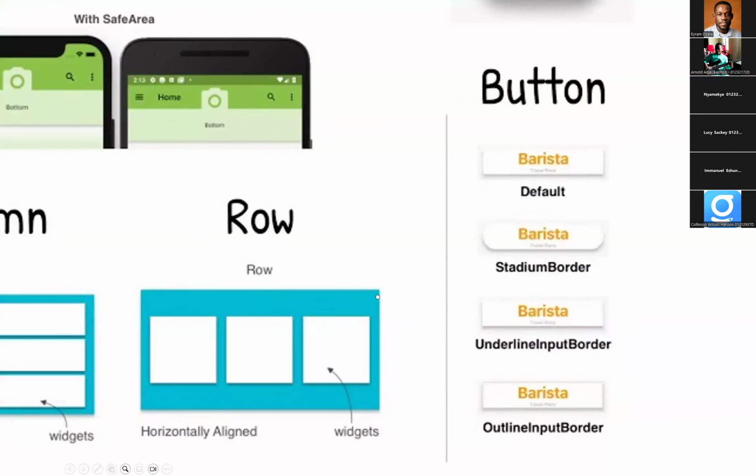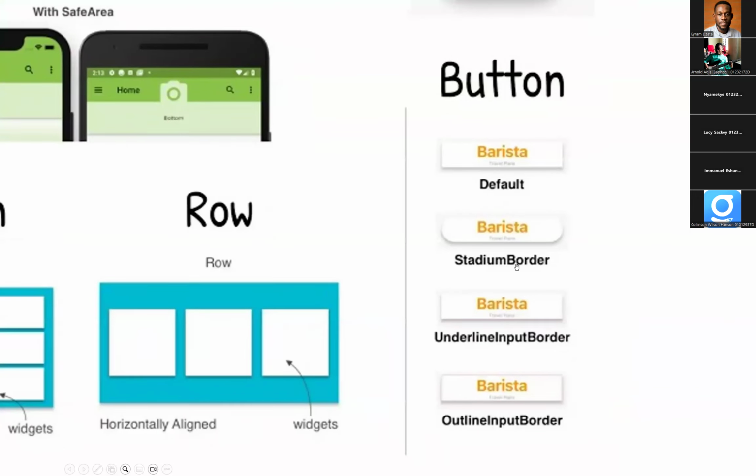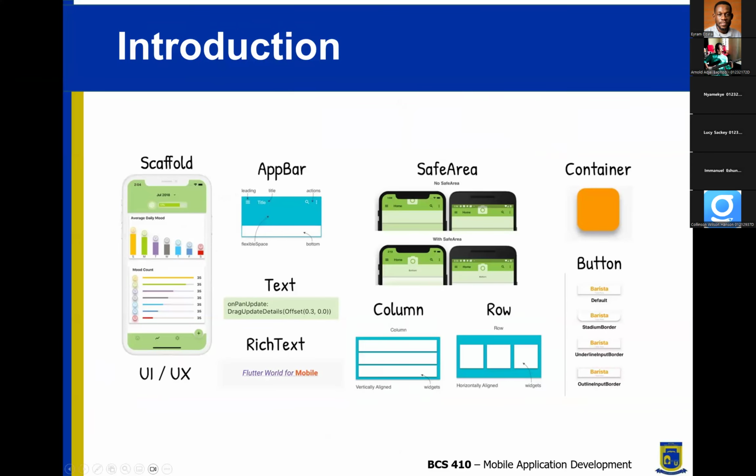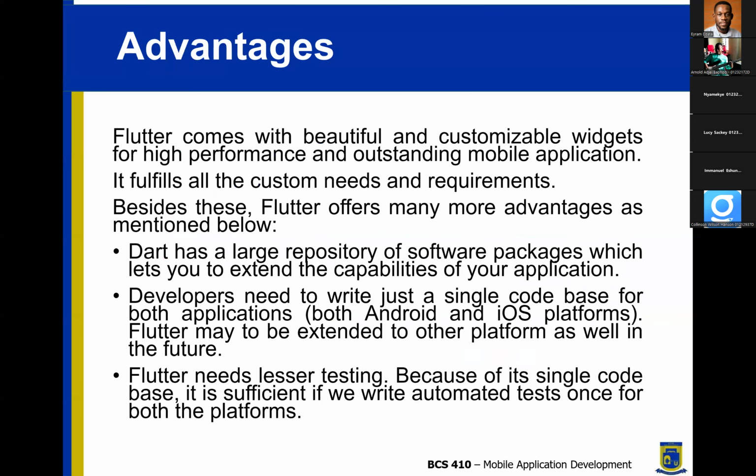Then there are also buttons. Okay, so there are various buttons: the default button, we have the elevated button, we have buttons with borders and so on. And so you see all those properties or features when we get into the application proper.